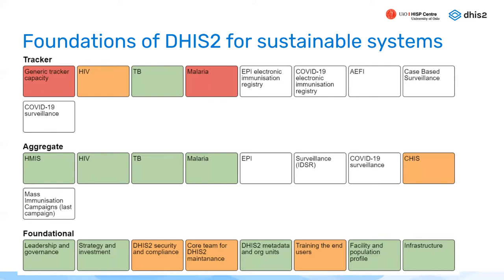So all of these things we call the foundational stuff, the pillars of a house that is balancing. So if this stuff is not in place or is immature or not working, it's probably a good idea to look at this in parallel with your implementation. The other thing that we can assess through this tool is the maturity of different aggregate programs. So for example, your aggregate HIV data and program, EPI, surveillance, COVID-19, et cetera. And then tracker programs. It's slightly different things that need to be in place. It's slightly different questions that will inform that.